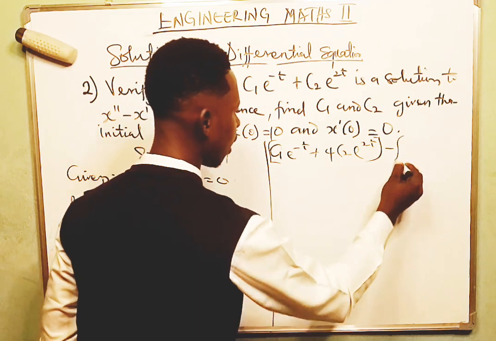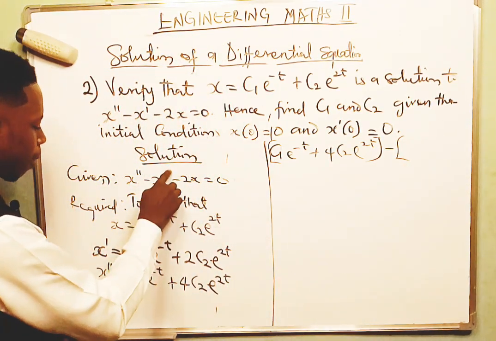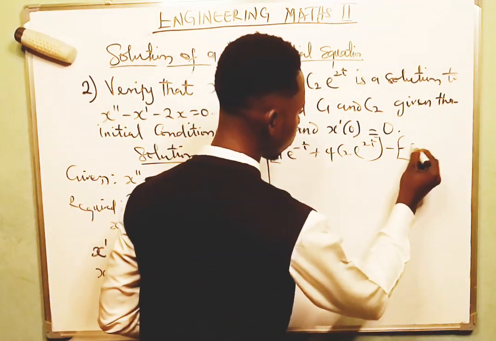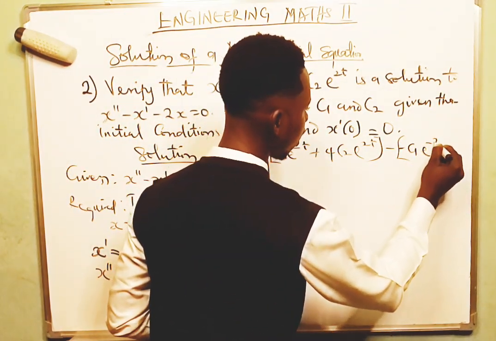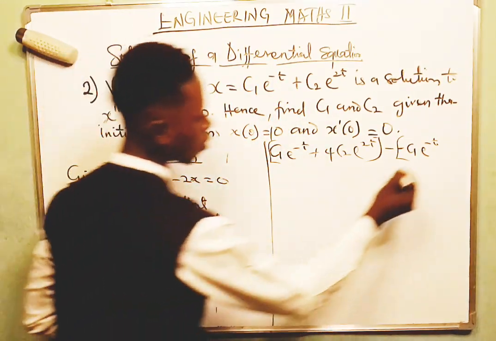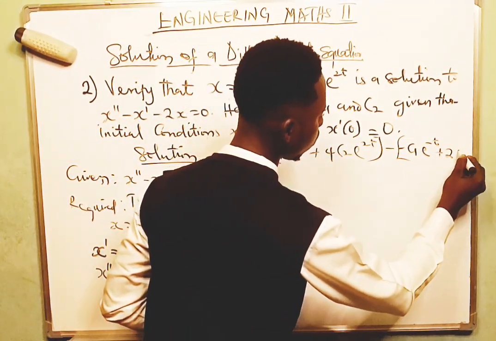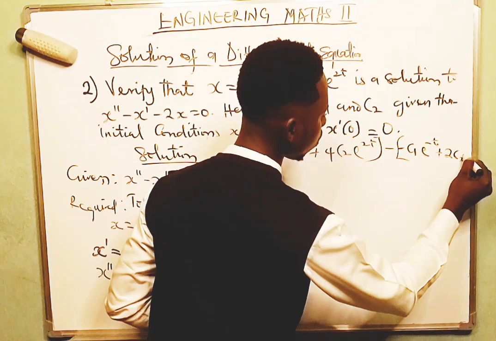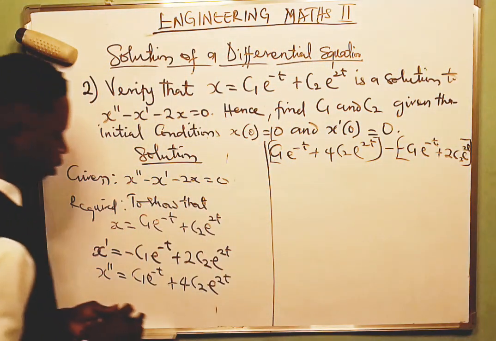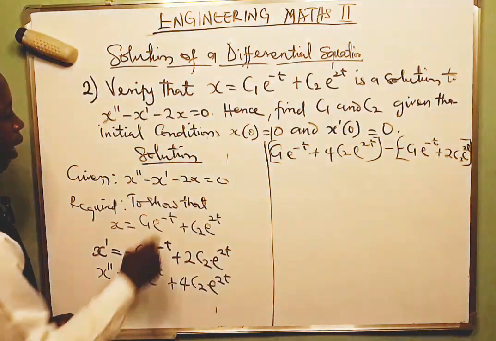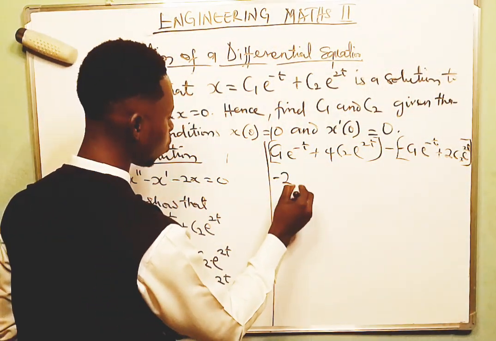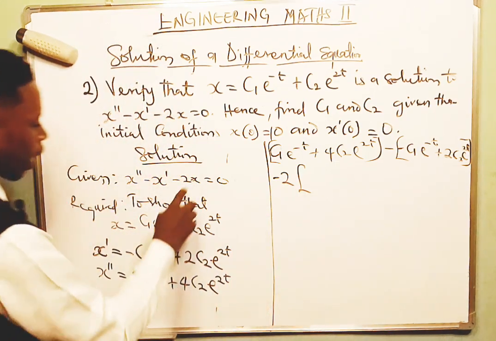Minus, you open another bracket. X prime is minus c1 exponential minus t plus 2c2 exponential 2t. This is what we have there. And then we have minus 2x. So minus 2, you open a bracket, your x is what?